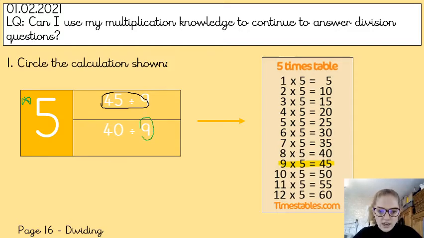So you have a look at the number at the end of your statement, and the number for this question is 9. Now I know that the inverse to divide is times.